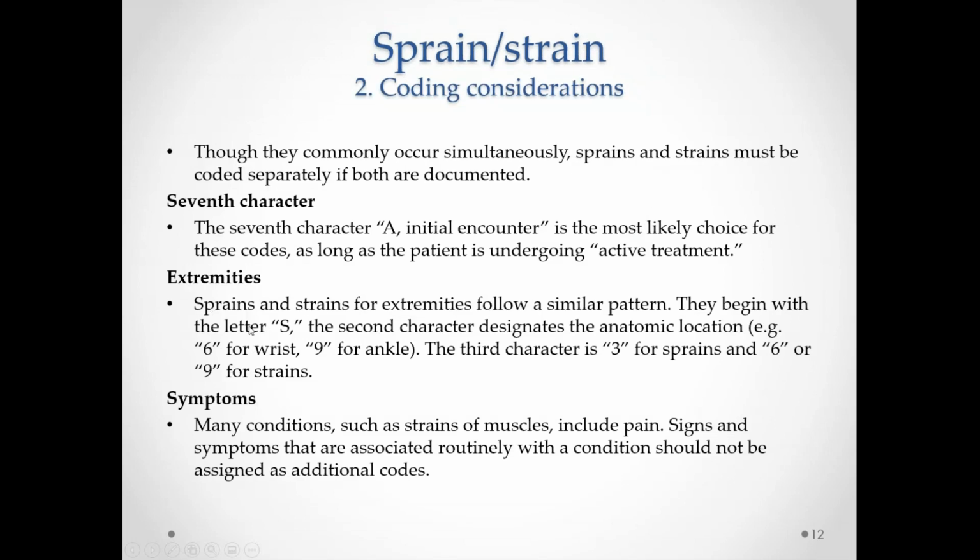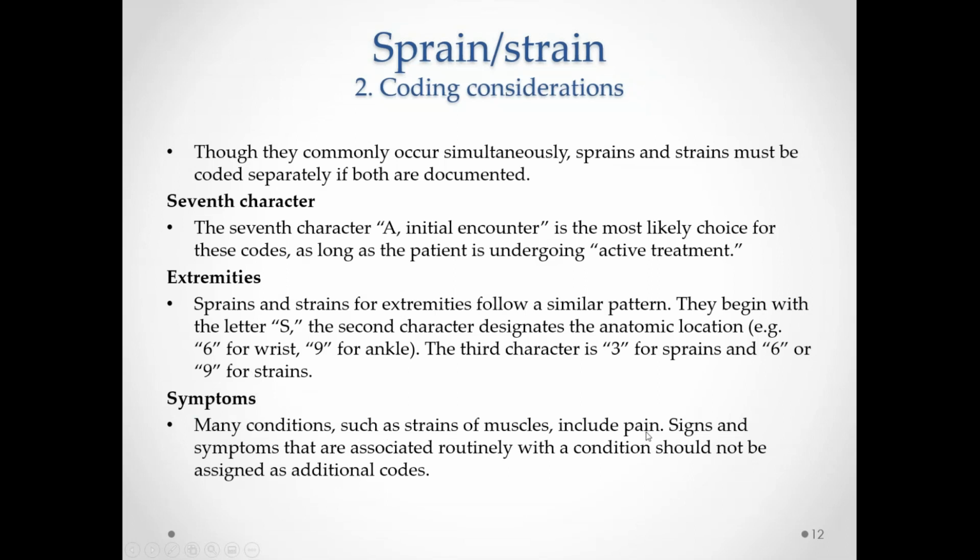If you want to do sprains and strains for the extremities, they follow a similar pattern where they all start with the letter S. The second character is going to be the location, like 6 for the wrist or 9 for the ankle, if you want to do sprains or strains there. And the third character is going to be a 3 for sprains, 6 or 9 for strains. You can just look them up. There's too many codes to list here.